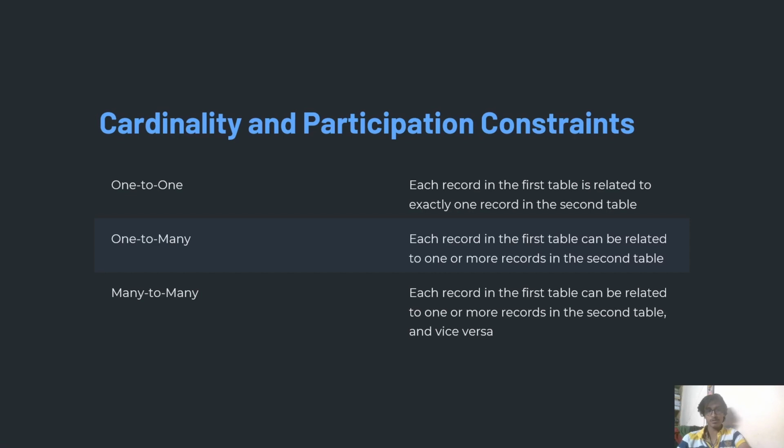Cardinality and participation constraints: one to one, many to many, one to many. There are three. One to one is where each record in the first table is related to exactly one record in the second table. One to many: each record in the first table can be related to one or more records in the second table. Many to many: each record in the first table can be related to one or more records in the second table, and vice versa.